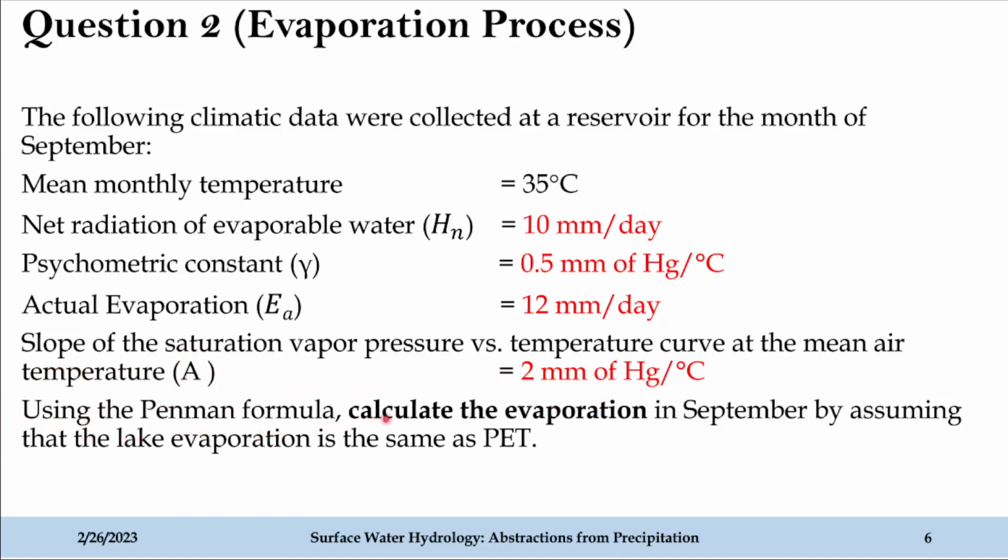So using the Penman formula, calculate the evaporation in September by assuming that the lake evaporation is same as potential evapotranspiration. Okay, so keeping this consideration in mind, let's utilize all this data and find out the evaporation in the month of September.